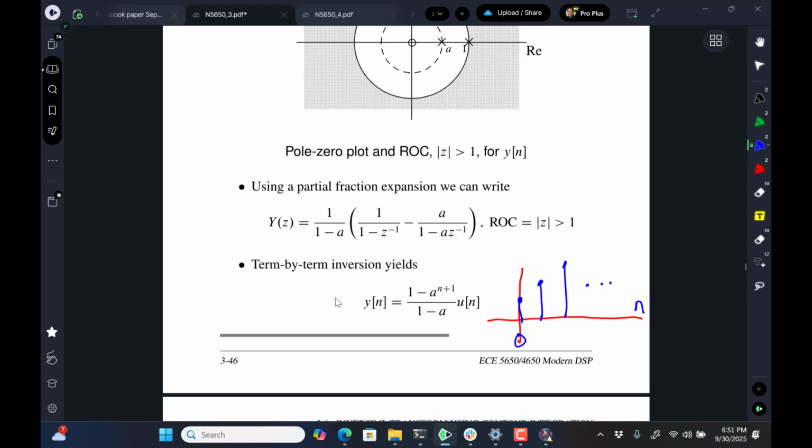This eventually plateaus, by the way. It doesn't go unstable necessarily. It just hangs out at a final value. That final value is 1 over 1 minus a, right? Because assuming the magnitude of a is less than 1, this term goes to 0, and then in steady state it's 1 over 1 minus a.